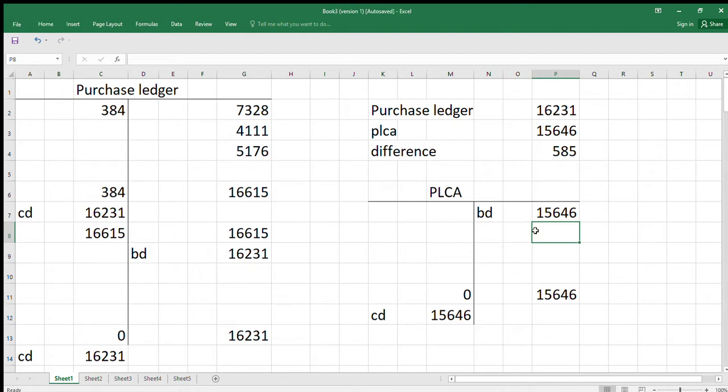A bank payment to the supplier was entered twice in the purchase ledger control account. So let's reverse it out in here. It was entered twice. Bank payment would be a debit, so we would have 2 credits.